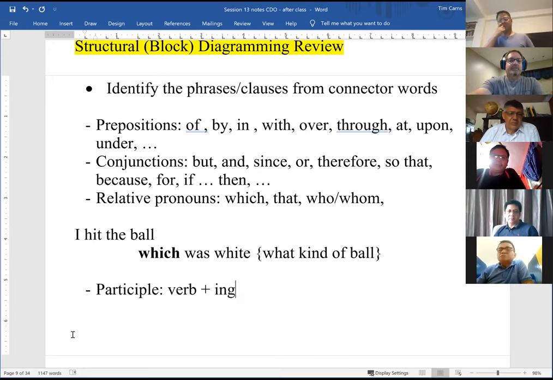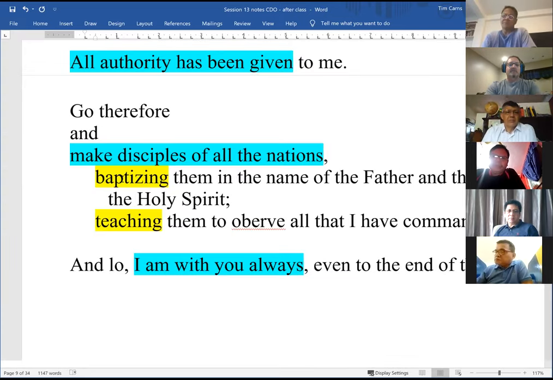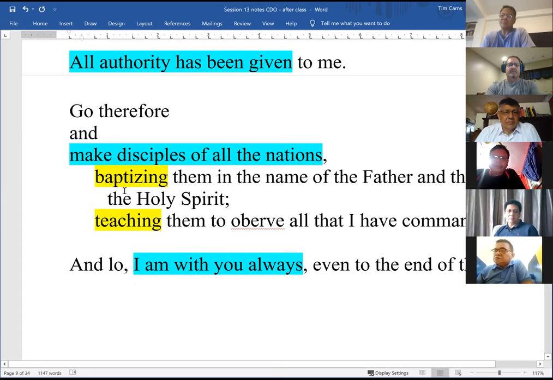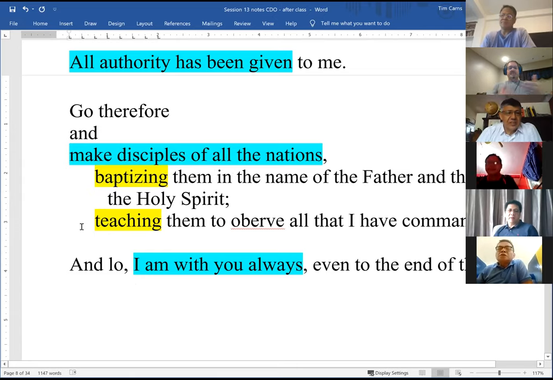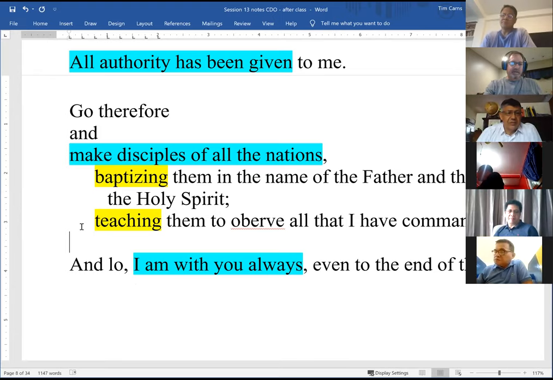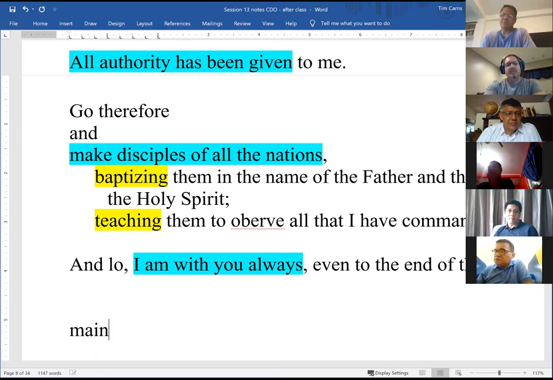So for example, here in the Great Commission, you see that there's a participle here and a participle here: baptizing, teaching. Baptizing is the verb baptize with an "ing" ending. Teaching is the verb teach with an "ing" ending. Now, what's significant about these participles is, there's what's called a main verb.